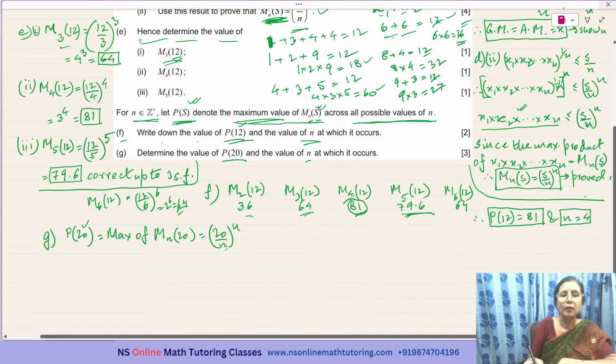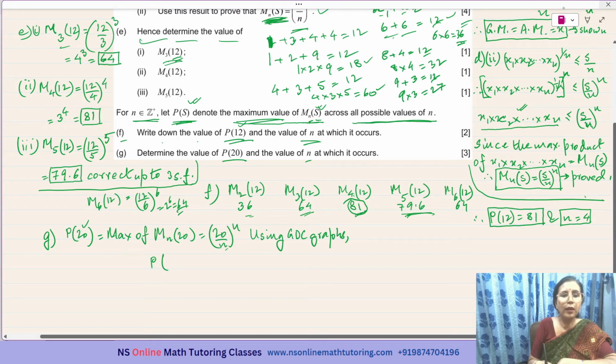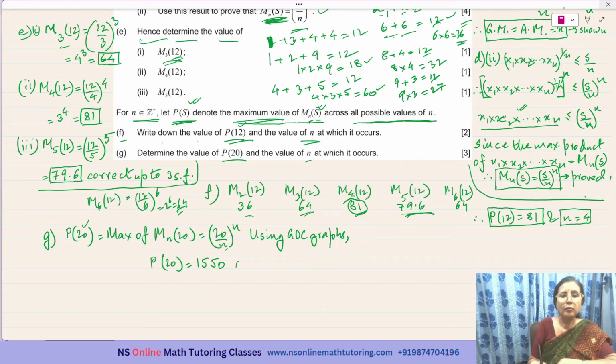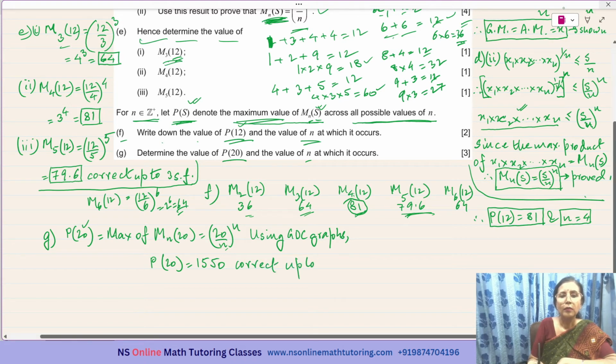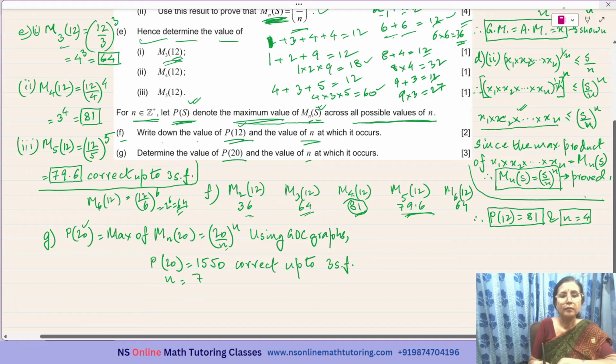So using GDC graphs, P of 20 is equal to 1550, correct up to 3 significant figures, and n is equal to 7.